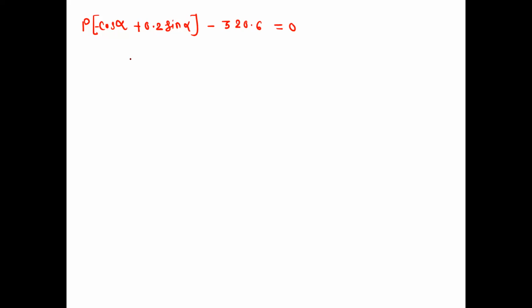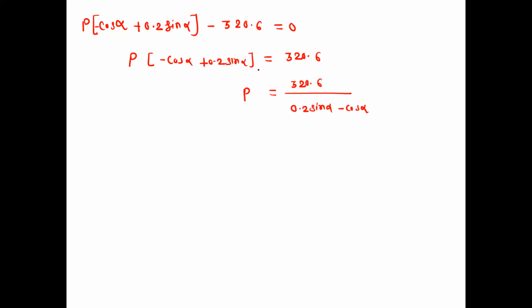So rearrange the term. So we will get P into minus cos alpha plus 0.2 sine alpha. This is equal to 320.6, and P is equal to 320.6 divided by 0.2 sine alpha minus cos alpha. So this equation is nothing but the equation of P as a function of alpha, because on the right side, the variable quantity is nothing but the alpha. So depending on the alpha, there will be change in the value of P.